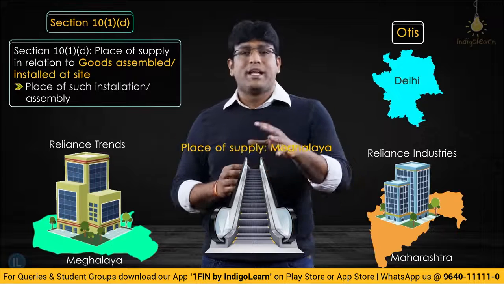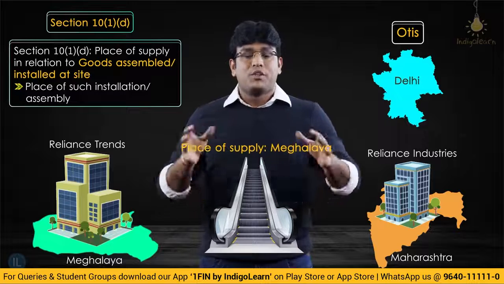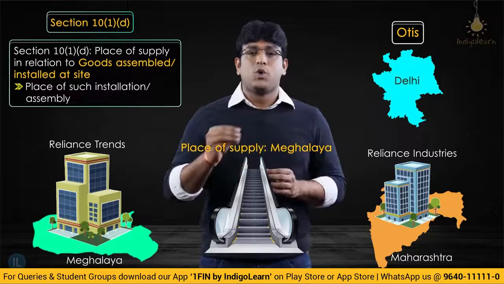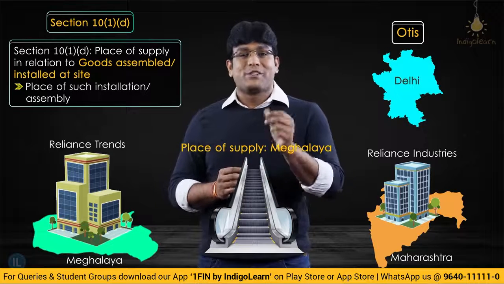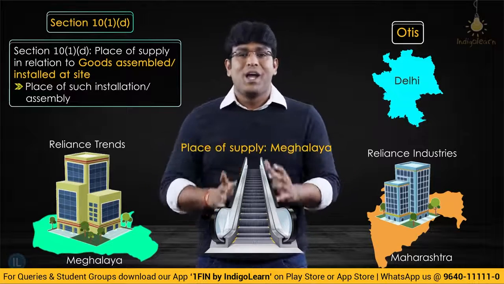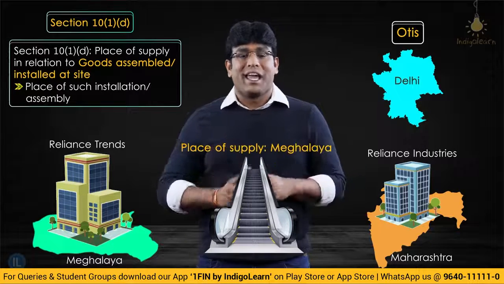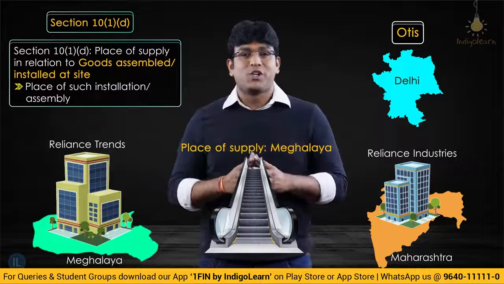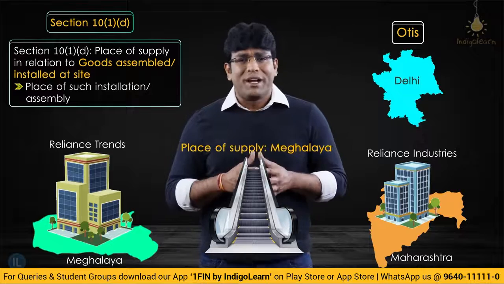You can't apply 10(1)(a), 10(1)(b), 10(1)(c). So 10(1)(d) is a specific section which will come into the picture with respect to goods assembled or installed. For that, the answer for place of supply will be the place where goods are assembled or installed. In simple terms, we say place of such installation or assembly. That is the story of 10(1)(d). Very simple point. Now finally, one last simple point, which talks about section 10(1)(e).